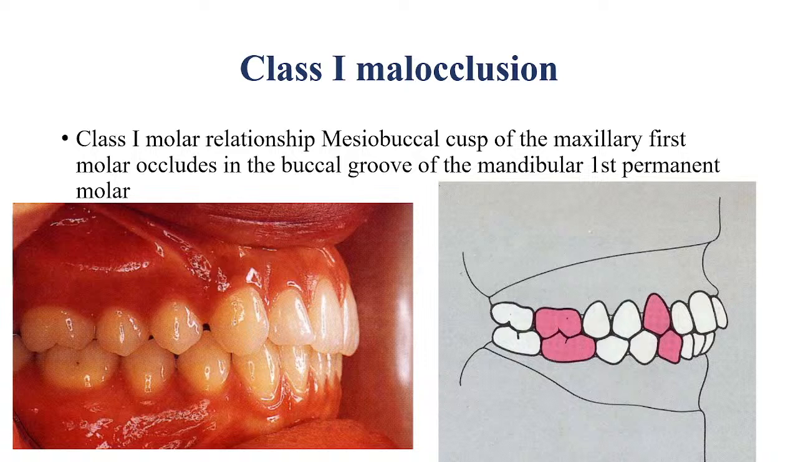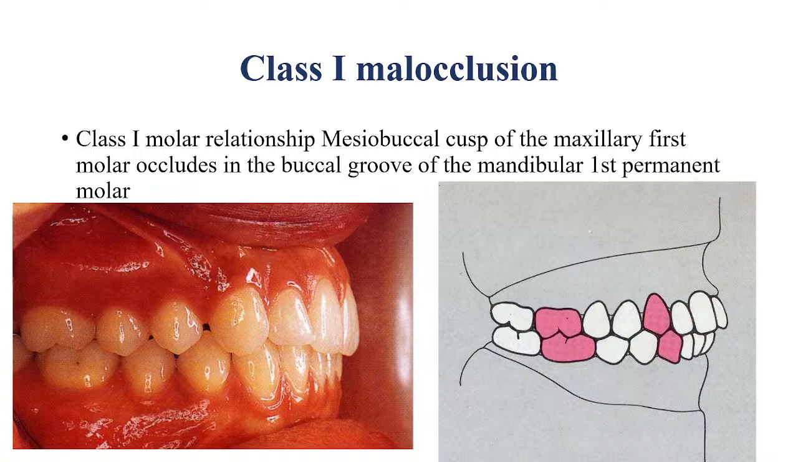For a class 1 molar relationship, the mesiobuccal cusp of the maxillary first permanent molar occludes in the buccal groove of the lower tooth. All the teeth will have grooves, cusps, and ridges. So this is how an ideal occlusion will look. Your upper mesiobuccal cusp will occlude with the lower buccal groove of the first permanent lower molar. So this is a class 1 occlusion.